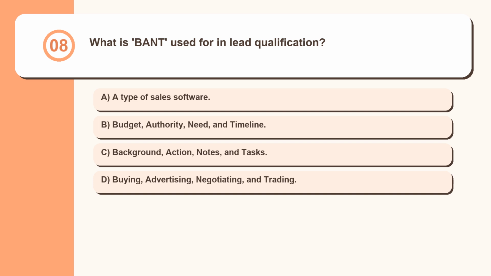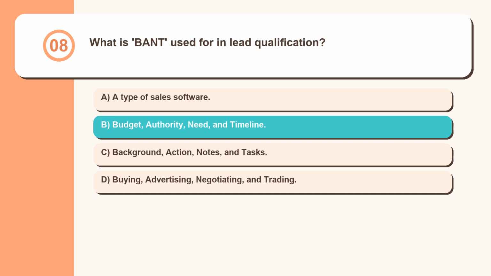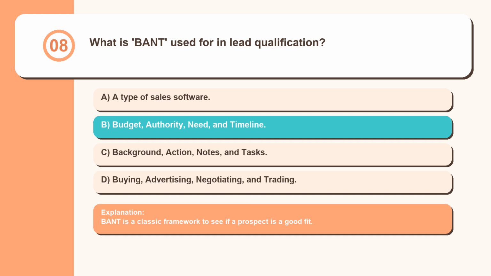Question 8. What is BANT used for in lead qualification? A type of sales software. Budget, authority, need, and timeline. Background, action, notes, and tasks. Buying, advertising, negotiating, and trading. BANT is a classic framework to see if a prospect is a good fit.